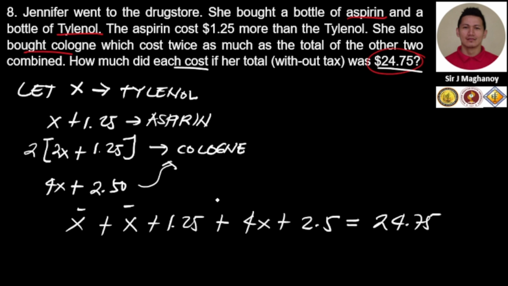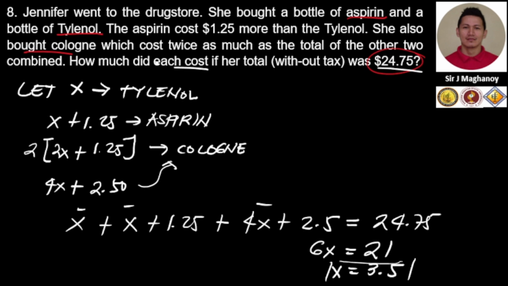Okay, let's simplify our equation. Combining like terms, all with X, this will become 6X. Transpose 1.25 and 2.5 to the other side, 24.75 minus 3.75, that will become 21. So therefore, our X is equal to 3.5. Okay, so our X is 3.5.